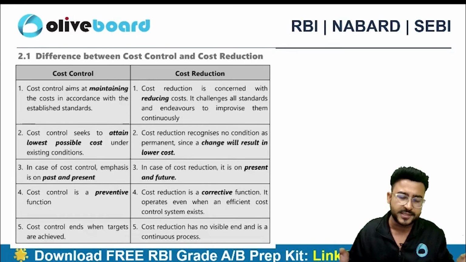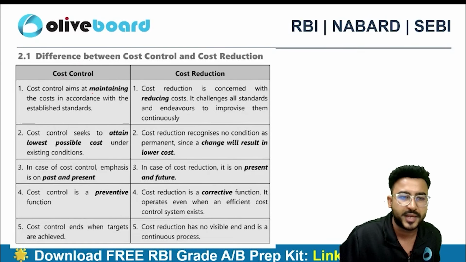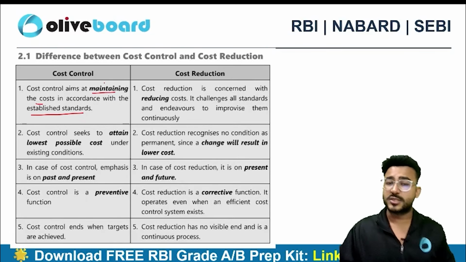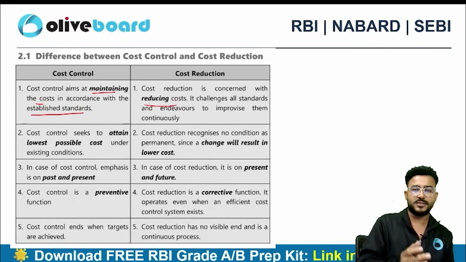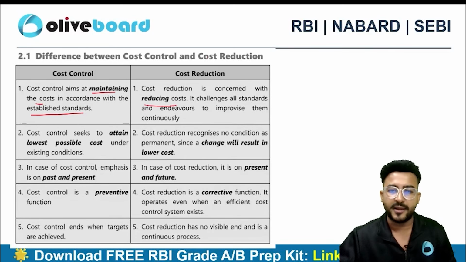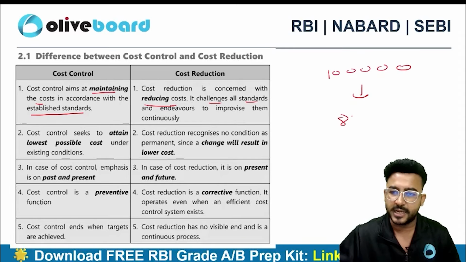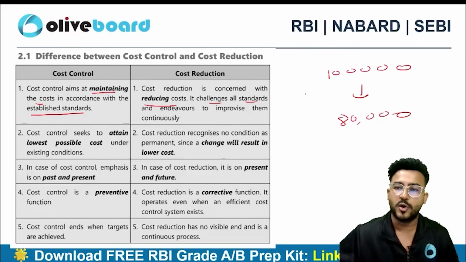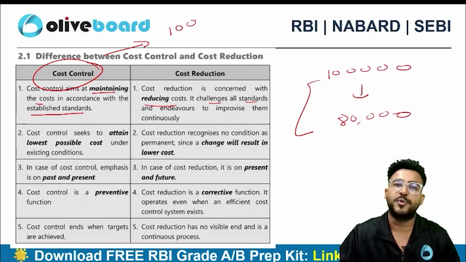So this is the difference, guys, between cost control and cost reduction. In cost control, we need to maintain the cost in accordance with the established standards, but cost reduction is always concerned with the reduction in the cost. I will challenge my standards. Why 1 lakh rupees? I can manage my expenditure in 80,000 rupees also. That's cost reduction. But cost control, I will limit my cost up to 1 lakh.